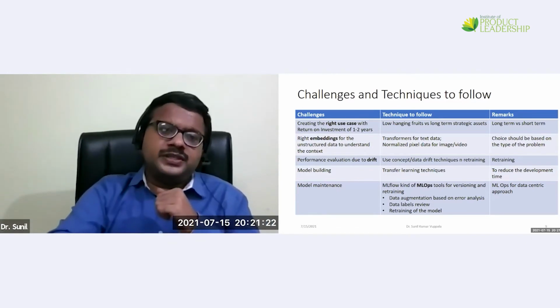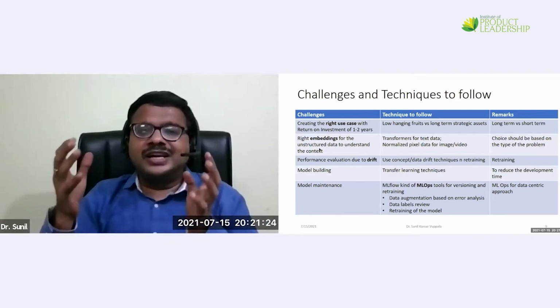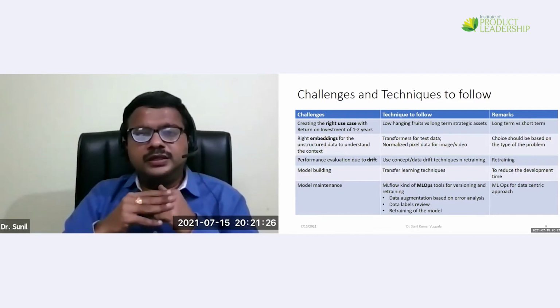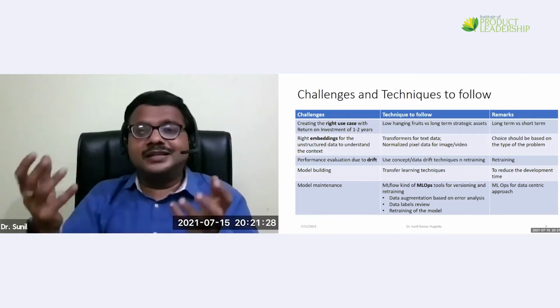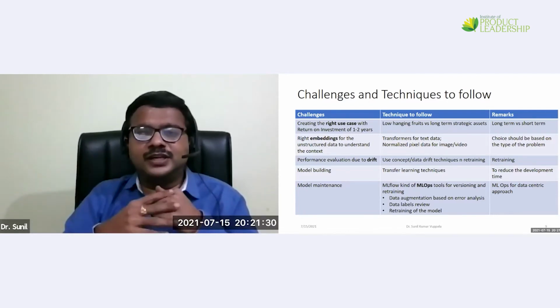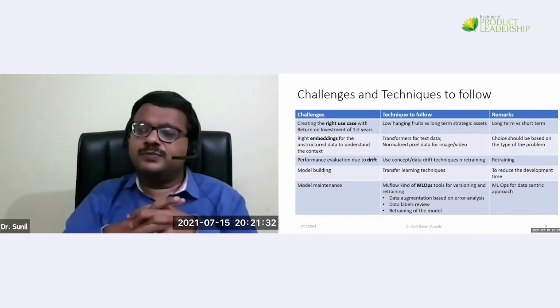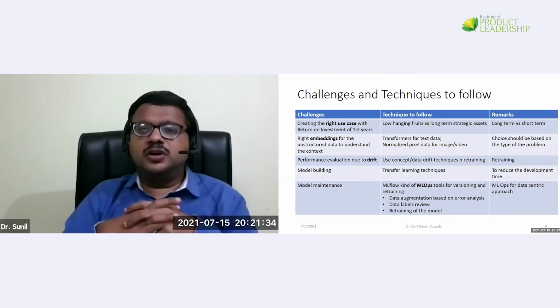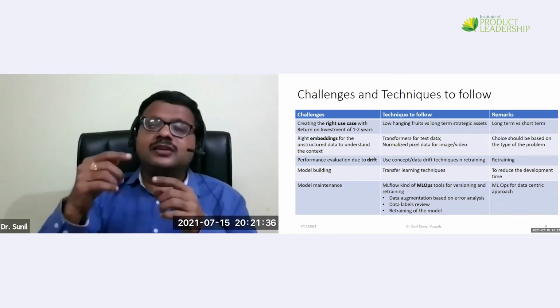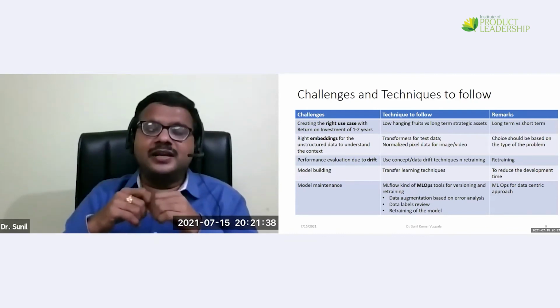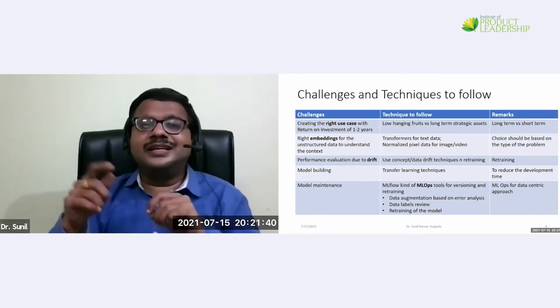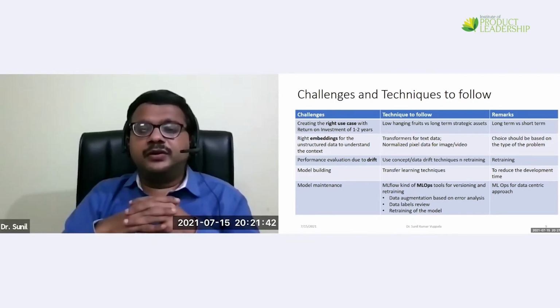In some cases, you may be sitting on a lot of unstructured data. What kind of right embeddings do we need to use? Is it always the latest and greatest methodology, like transformers for text data or some kind of normalized pixel data for images? Need not be. The choice could be, I'll give you a different dimension from green AI. It may not always be the latest technology which you can really apply.